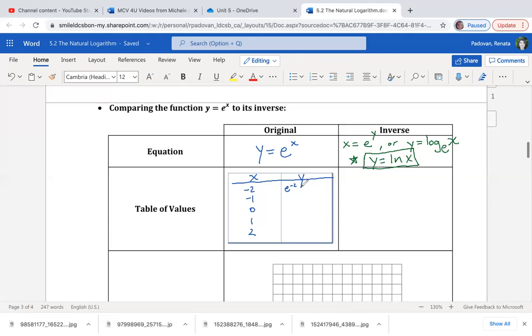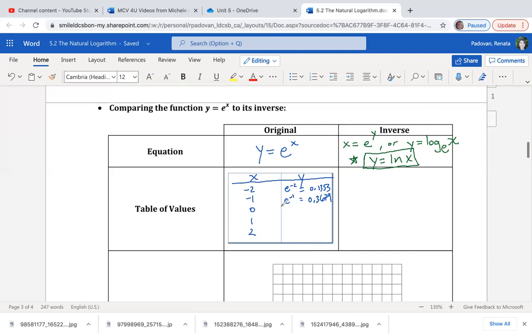It doesn't say how many decimals, so I've got 4 decimals here. So I have 0.1353. Just make sure you know how to punch that into the calculator. Then I have e to the exponent of -1, which is 0.3679. It's up to you to pause this and make sure you're getting these on your own.